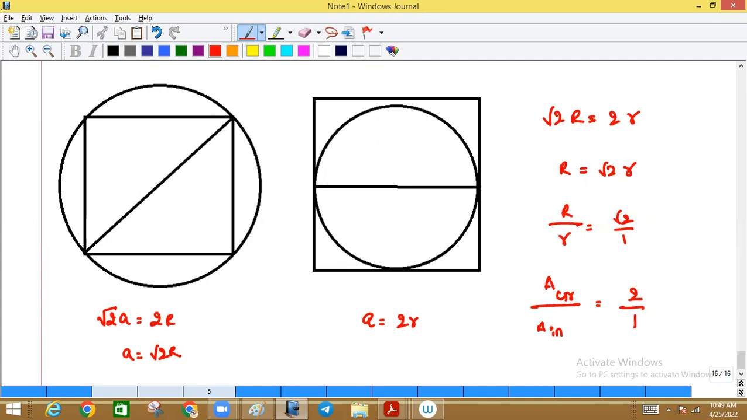If a square is inscribed, then the side of the square is equal to root 2 times of R. If a circle is inscribed, then the side of the square is equal to 2 times of small r. Remember, for a triangle, it is root 3 times of capital R and 2 root 3 times of small r. For a square, it is root 2 times of capital R and 2 times of small r, right?